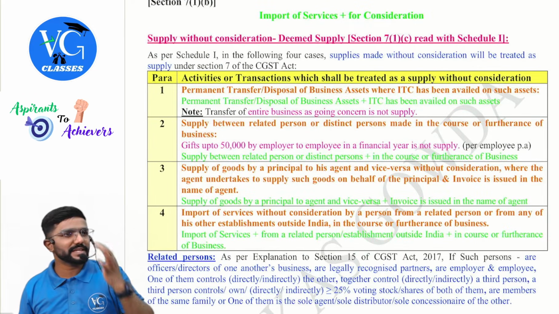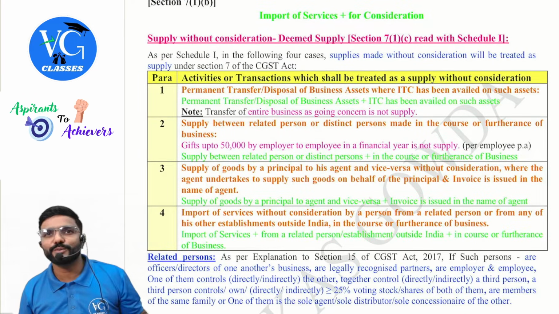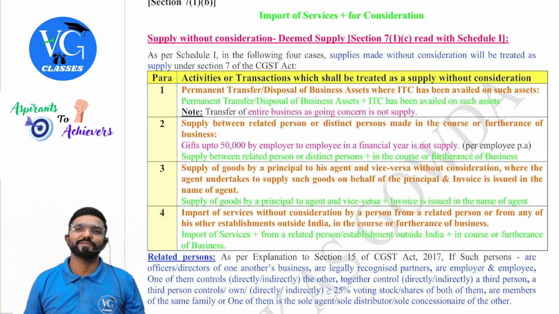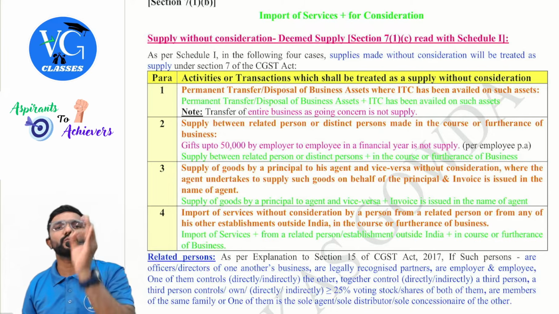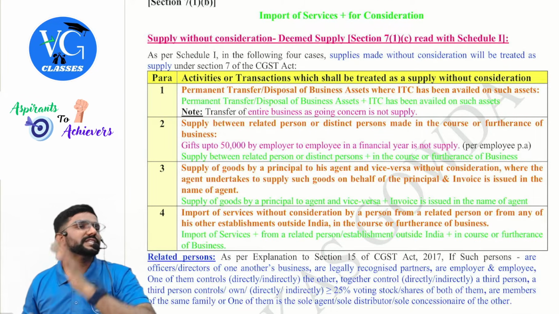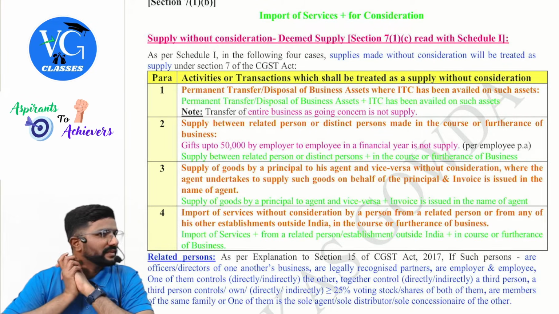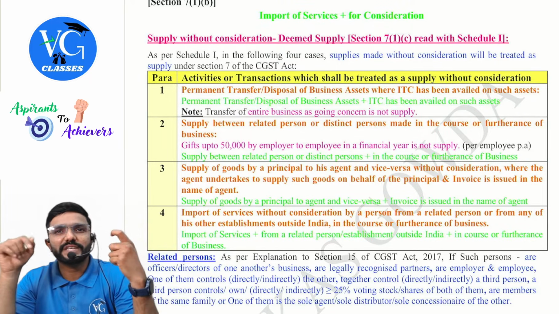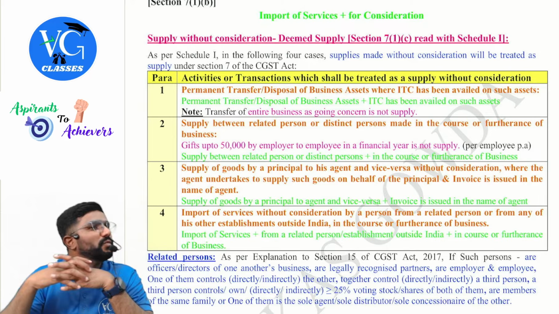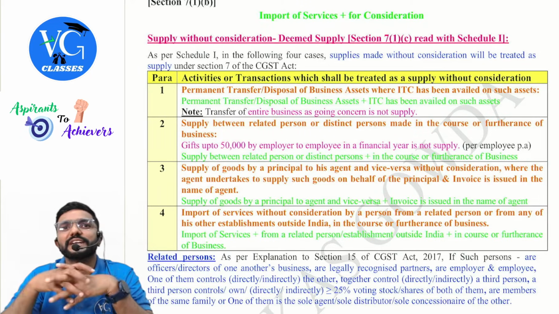Guys, you can remember the section and schedule now? Yes, you have to. Paras also you can remember. You can start your answer like this: As per para 1 of schedule 1, read with section 7.1. Clear? Or else you can write reverse also: As per section 7.1c, read with para 1 of schedule 1 of CGST Act. Start your answer like this.